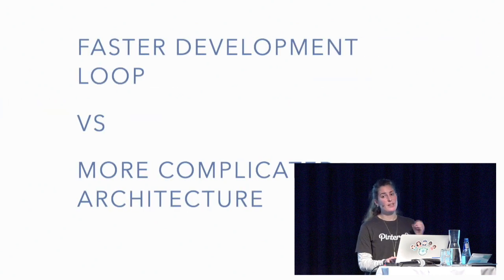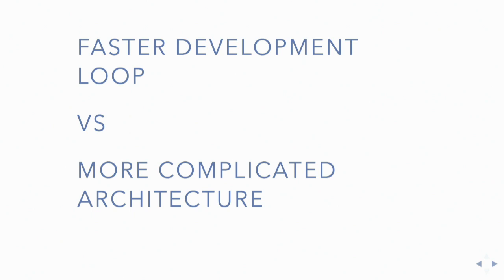And lastly, you're trading a faster development loop for more complex architecture in your app. So your developers are going to be able to move faster, but they're going to have to maintain more code. We have a more complicated process. Code is coming from two places now.